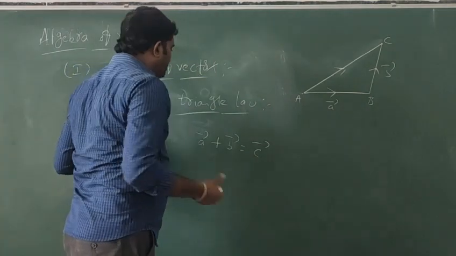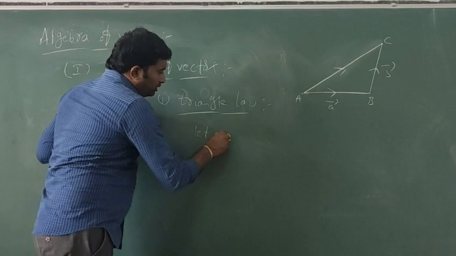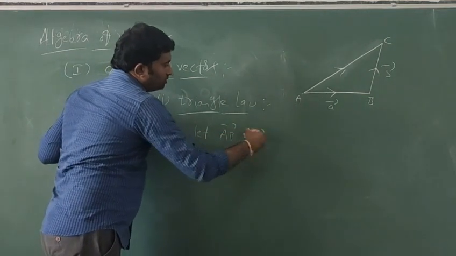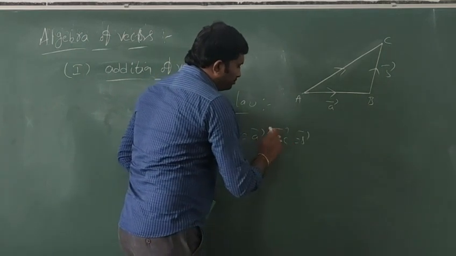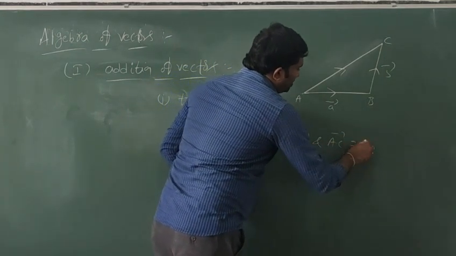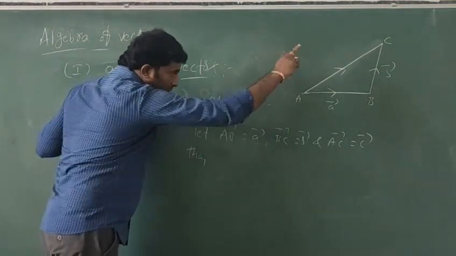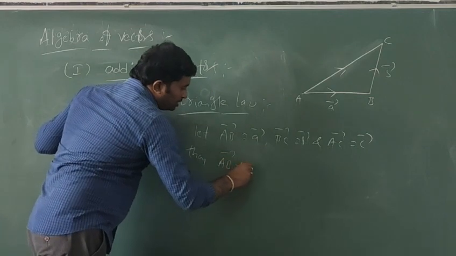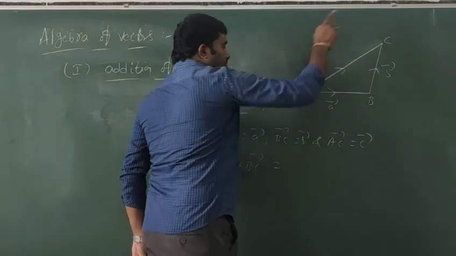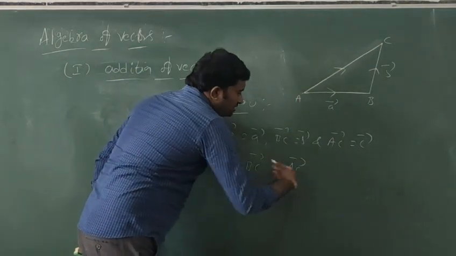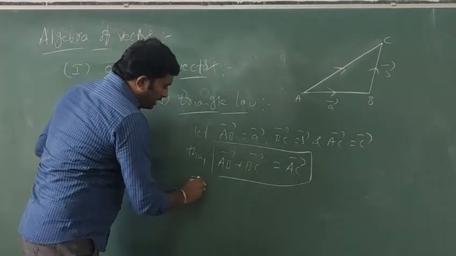That's it. Next, right hand side of the page. To draw the triangle, let AB bar be A bar, BC bar be B bar, and AC bar be equal to C bar. Then the sum of these two vectors, AB bar plus BC bar, is equal to the third side of the triangle, that is AC bar. That's it. Write down clearly.